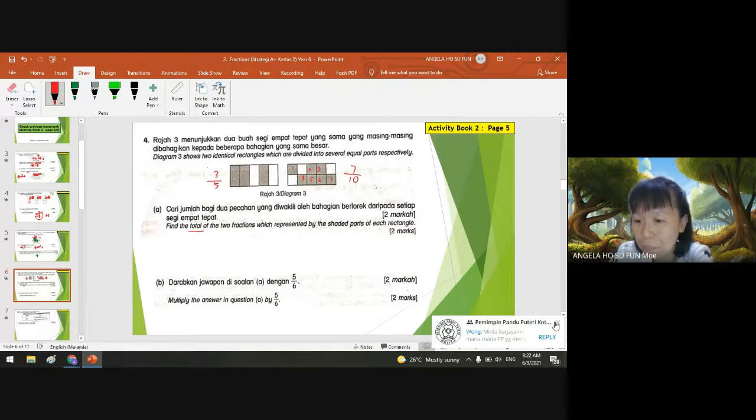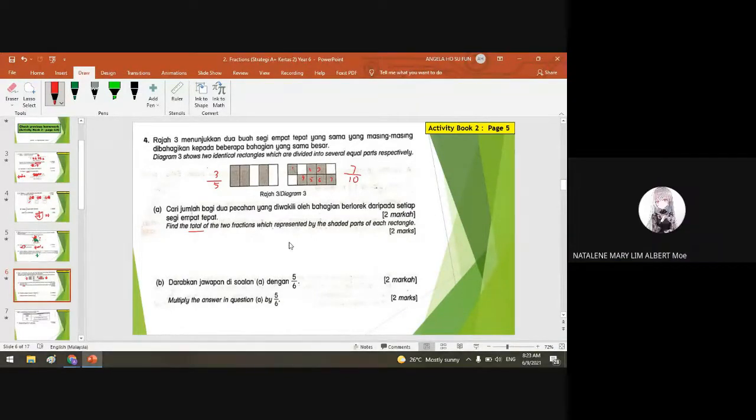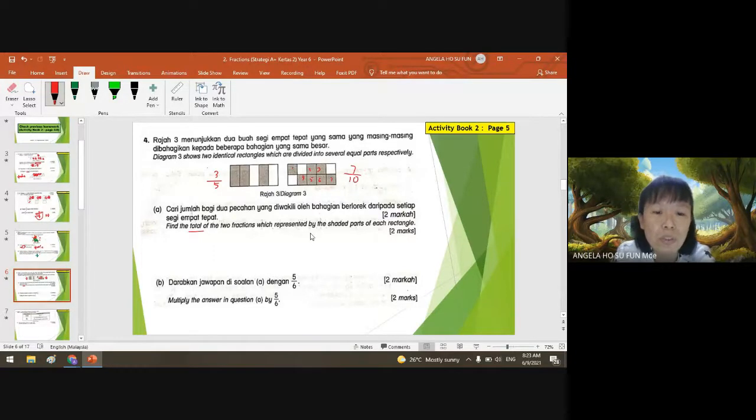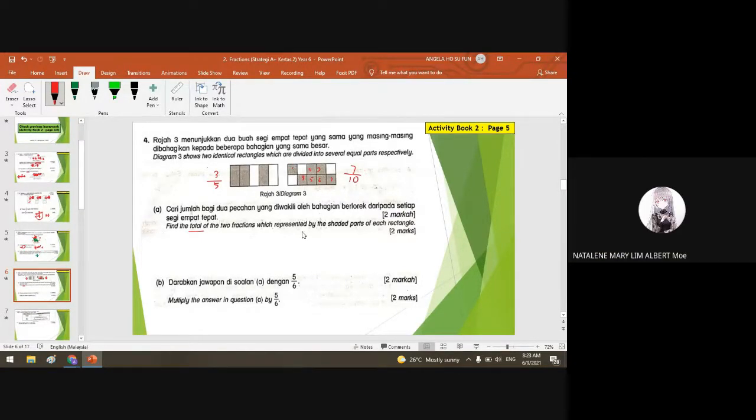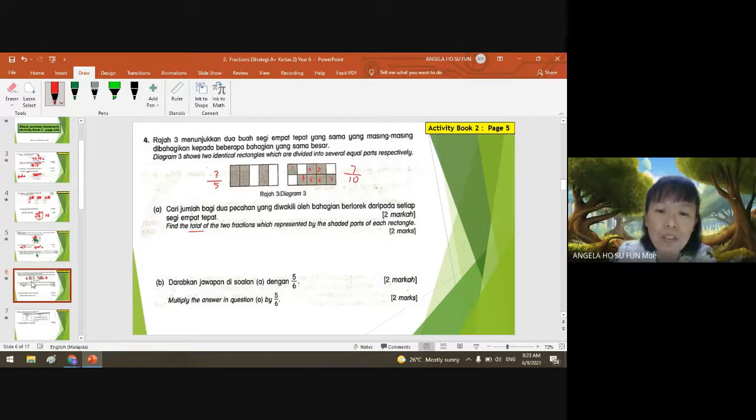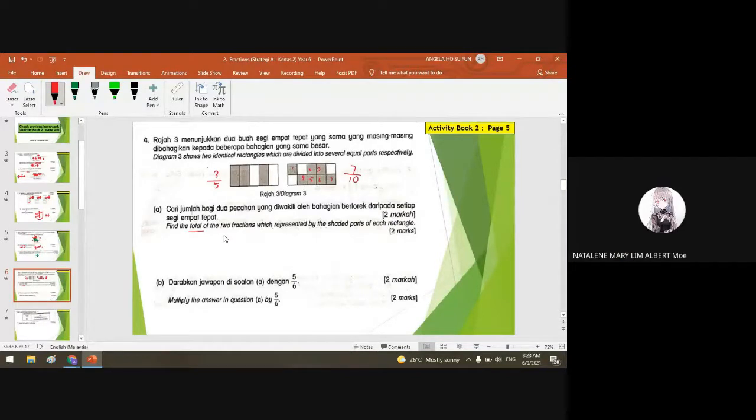Natalie? Yes, teacher. When you say find the total, what does it mean by total? Class. Can you read the number sentence for me? How do you do the plus? Just tell me. I do 3 over 5 plus 7 over 10. So 6 plus 7 is 13. It's 13 over 10.